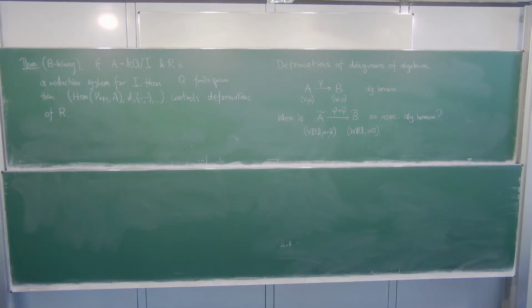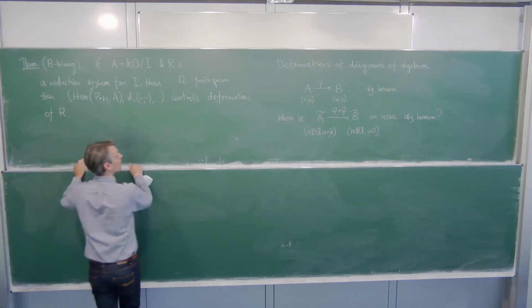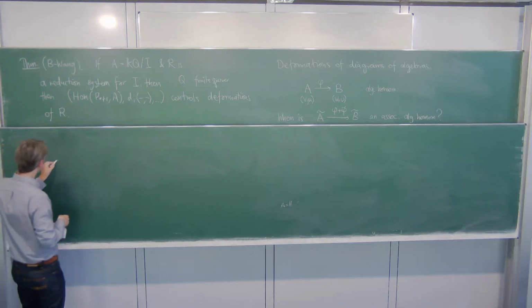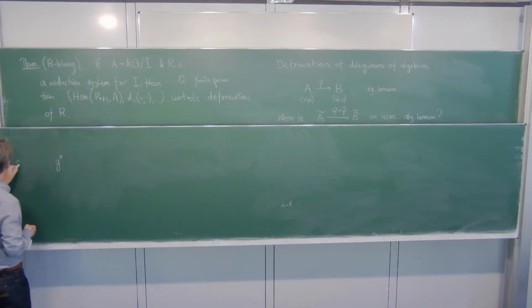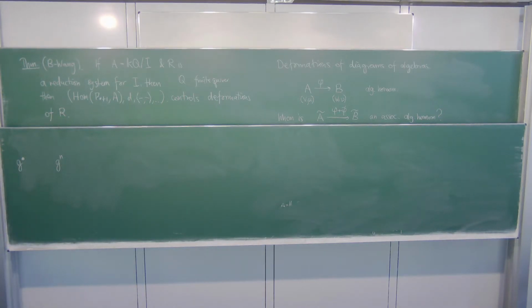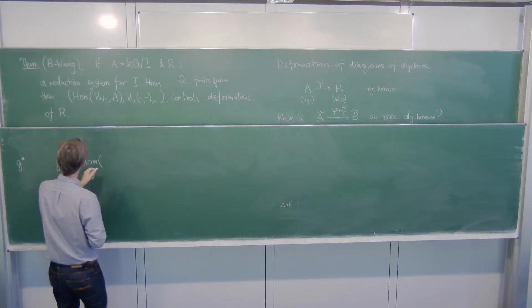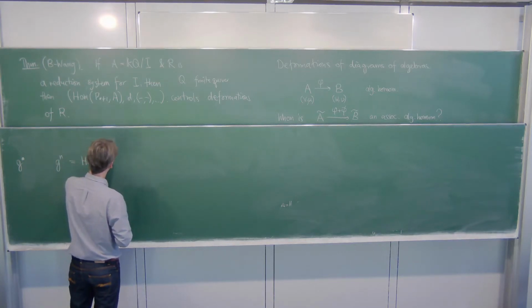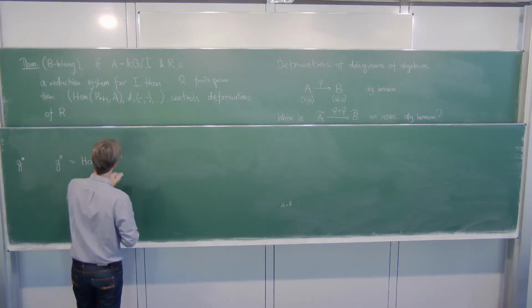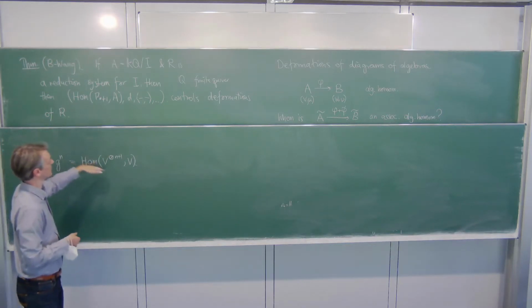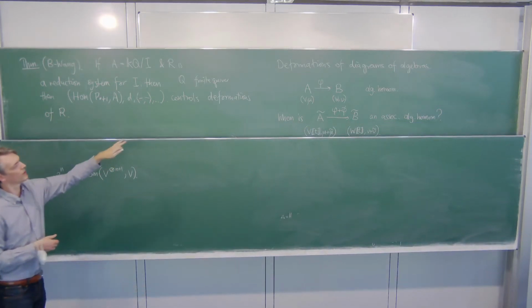Right, and so what you can do is you look at the following complex, which sort of looks familiar. So I want to define G as follows. In degree n, I want to take this, which is sort of controlling, or the complex that controls deformations of A.